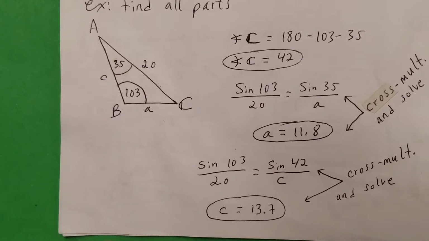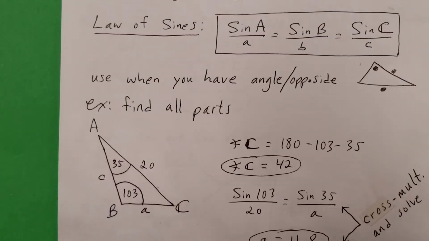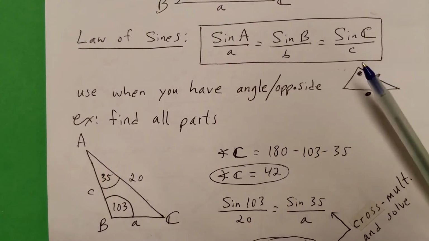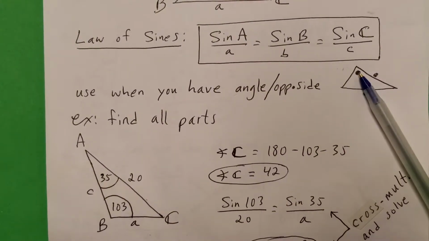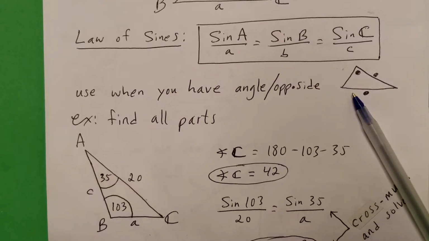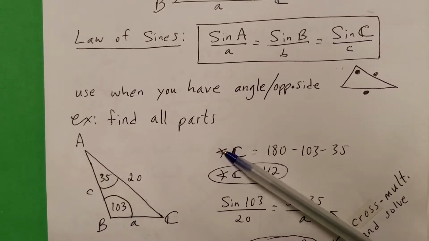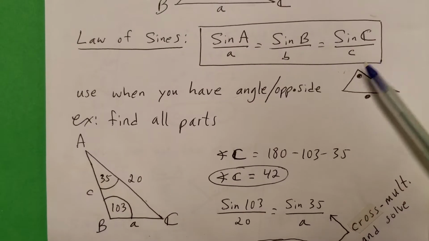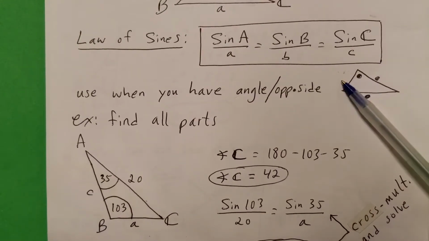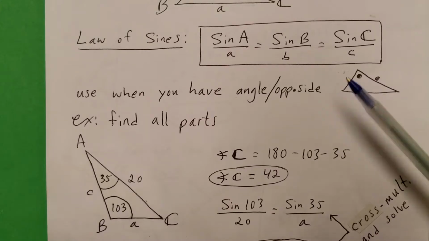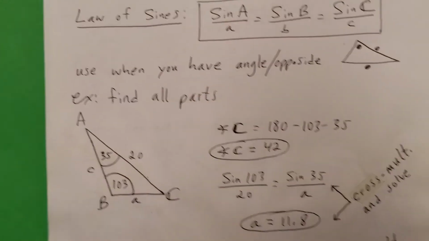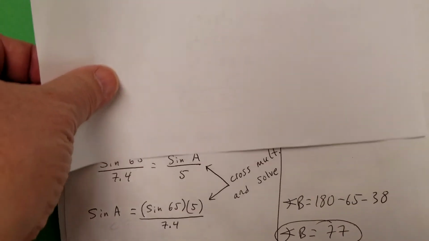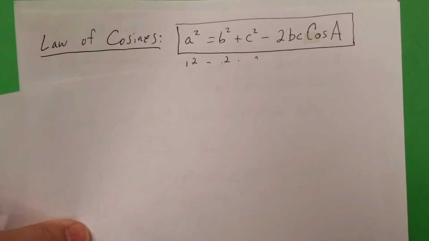Now, the law of cosines you're going to use when you can't use this law, right? Suppose you didn't have this angle and you just had three sides. Then what? You certainly can't use this, because for this you need an angle and a side, and you now don't have any angles. So if this would have been here, this wouldn't have worked. Well, that's where the other formula comes in.